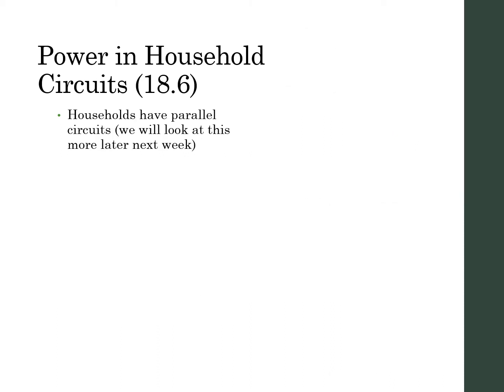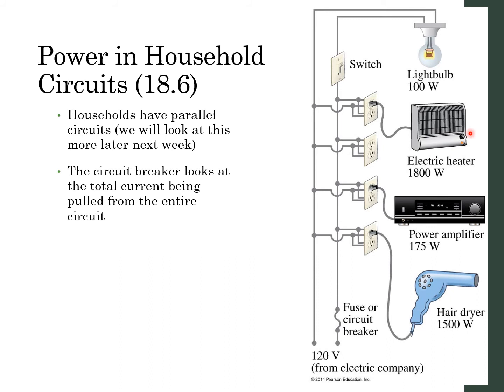So with household circuits, they are set up in a very particular way. And in general, they're set up as a parallel circuit. So we're going to focus on this idea of parallel circuits next week when we start getting into them, but it's just a way that the devices are set up within your circuit. So the circuit breaker looks at the total current being pulled by all of the objects for the circuit.